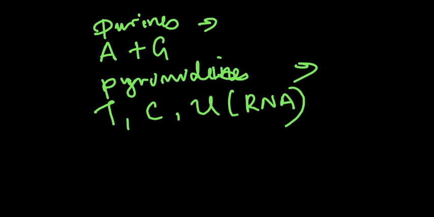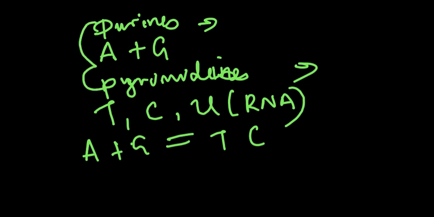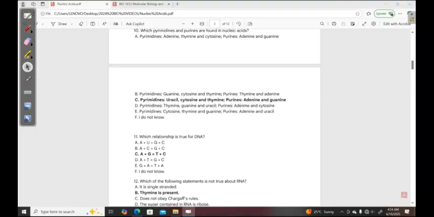Now, what you need to know is that the number of adenine and guanine bases should be equal to the number of thymine, cytosine, or uracil. So the number of purines should be equal to the number of pyrimidines in that ratio. So that means we've answered for both. Pyrimidines, you have uracil, cytosine, and thymine. Purines, you have adenine and guanine, just like we discussed. Then the relationship that is true in DNA is that the number of purines should be equal to the pyrimidines. So we go to the next question, 12.